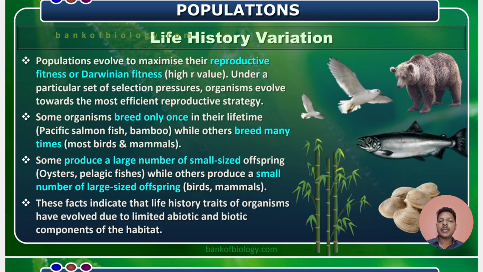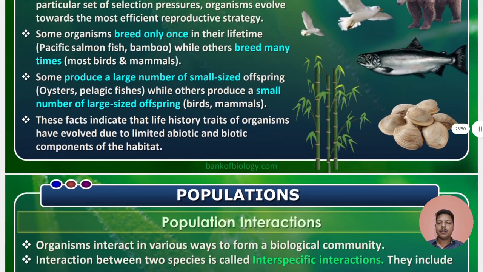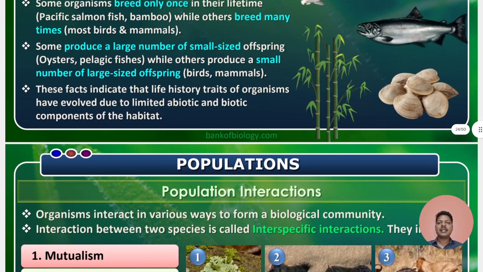Some produce a large number of small-sized offspring, for example oysters or pelagic fishes, while others produce a small number of large-sized offspring, for example birds and mammals. This fact indicates that life history traits of organisms have evolved due to limited abiotic and biotic components of the habitat.